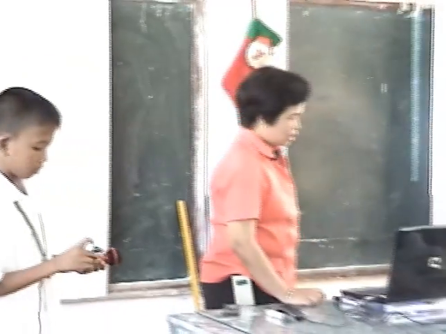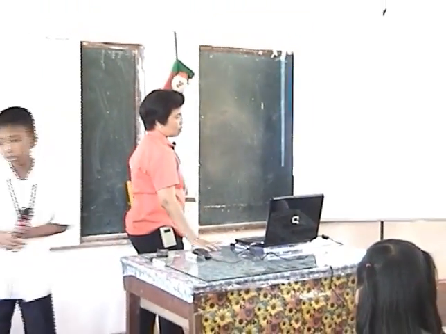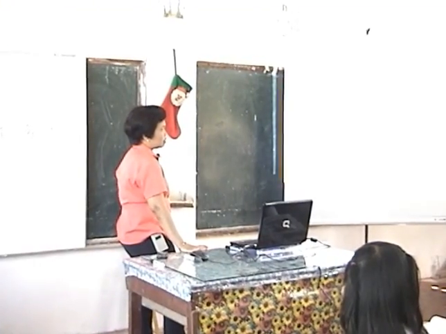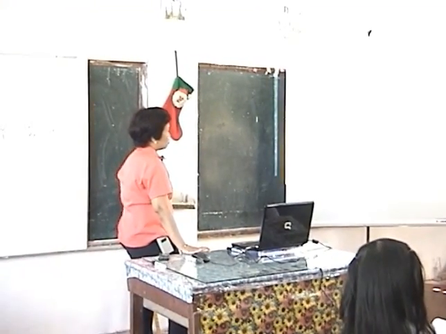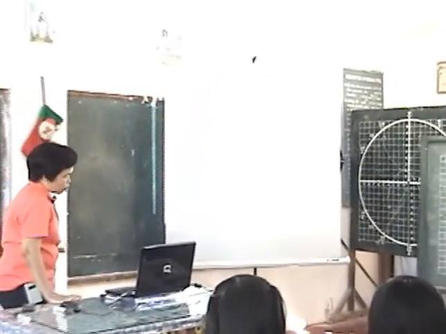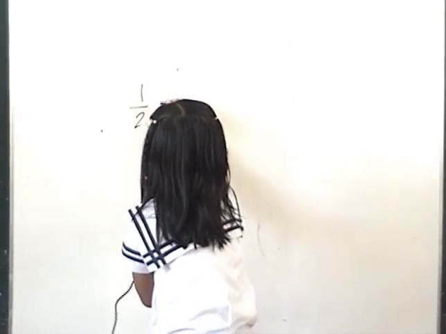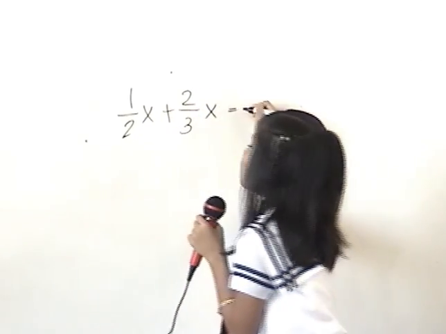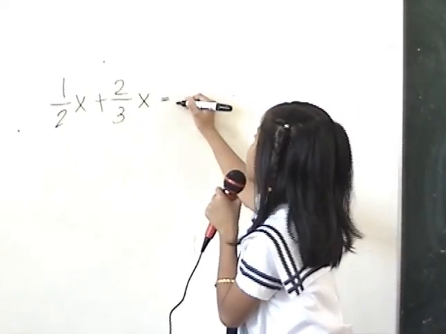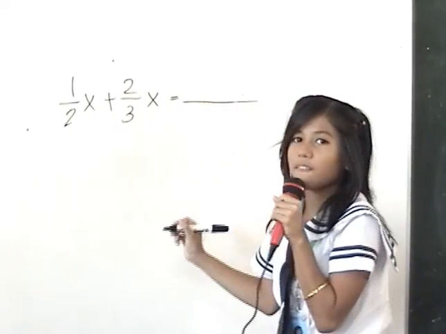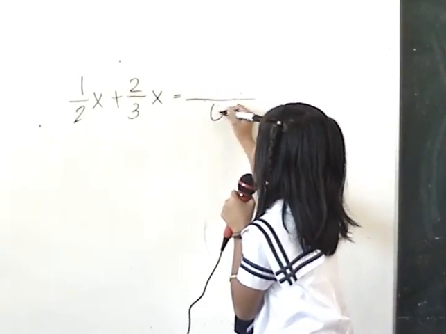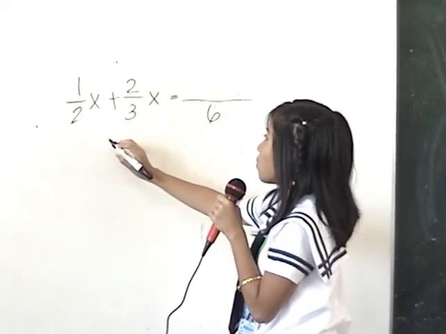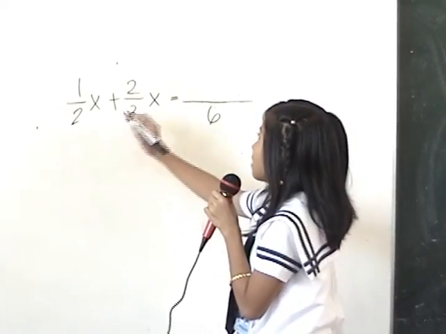Okay. Let us have some application of what we have learned in our previous lesson. Who can solve for number 1? To add 1/2 x and 2/3 x, first, we need to find the LCD. The LCD of 1/2 x and 2/3 x is 6. 6 divided by 2 is 3 times 1 is 3.